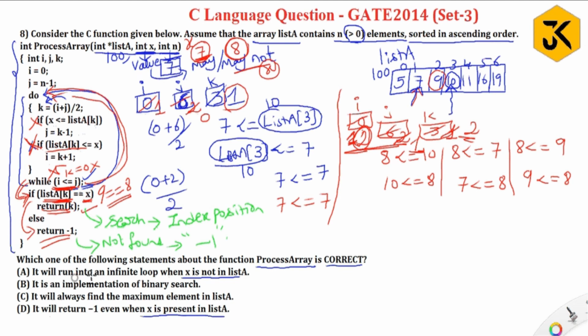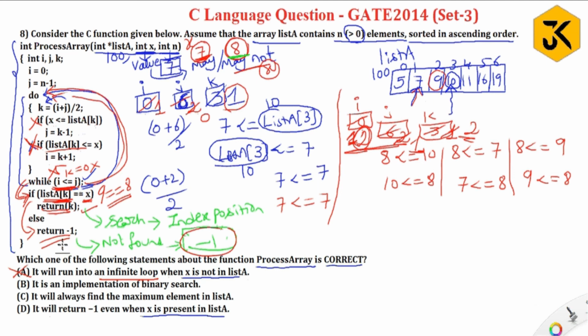It will run into an infinite loop when x is not in list A. Guys, when 8 is not in list A, what is it going to do? It is going to return -1. It is not doing an infinite loop. So option A is wrong.